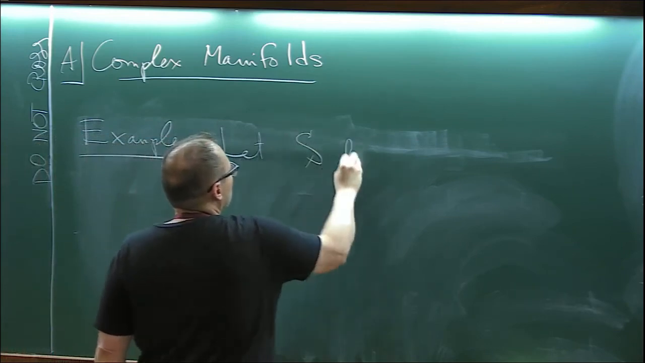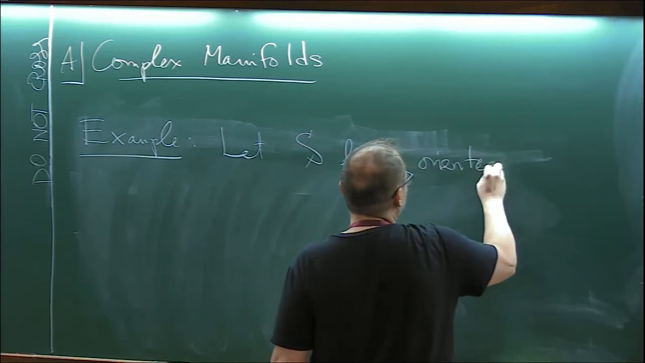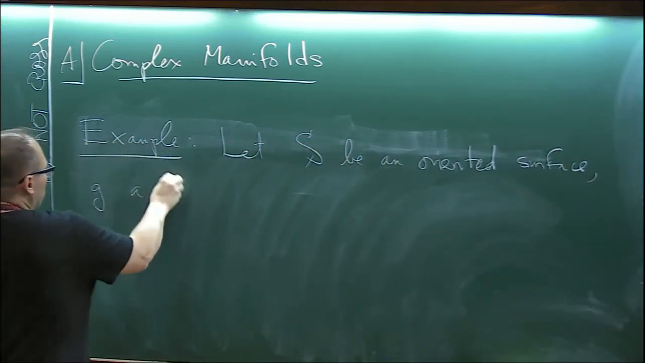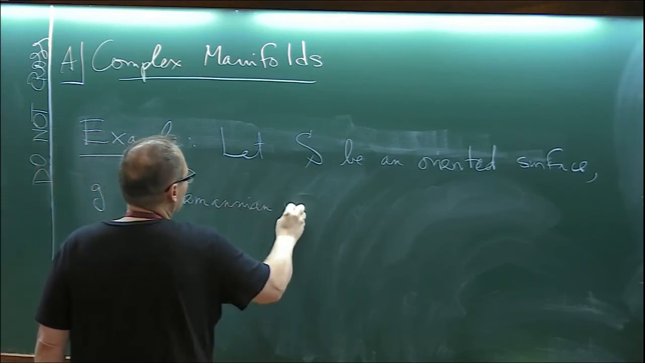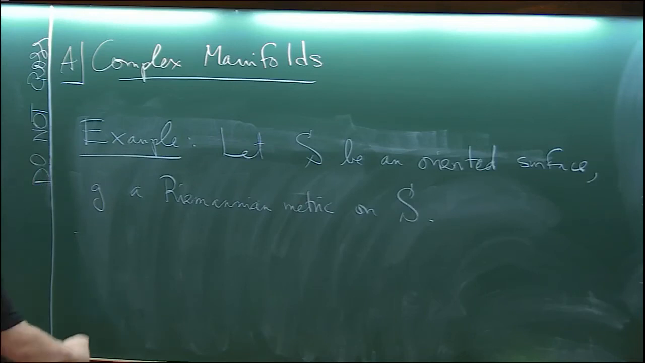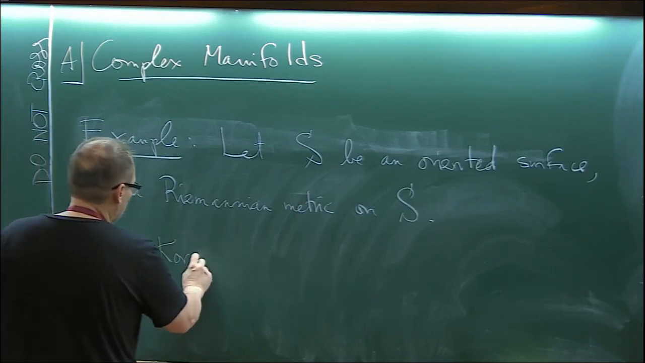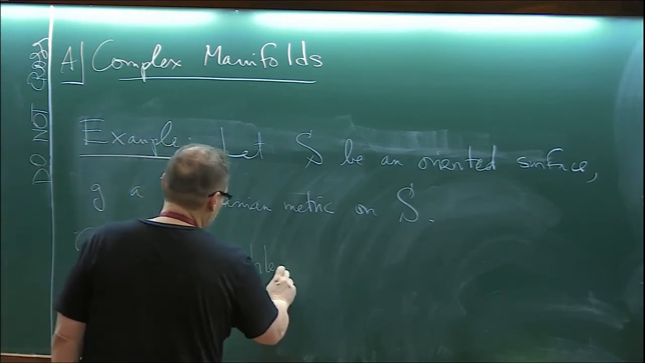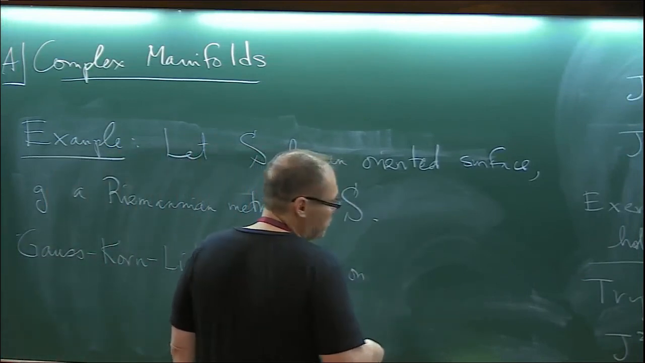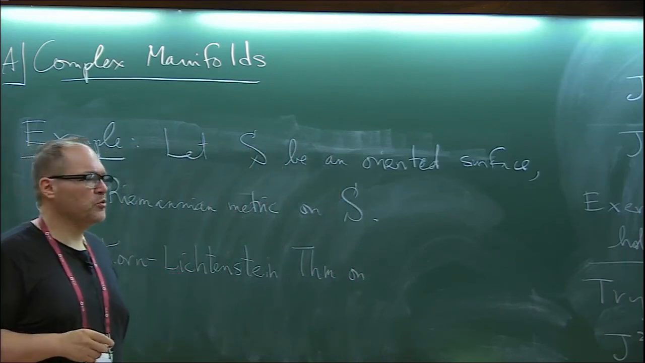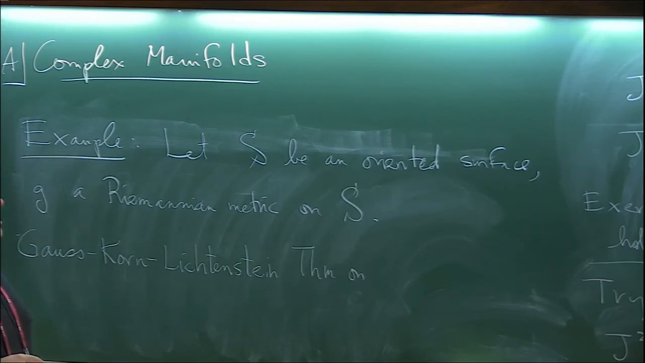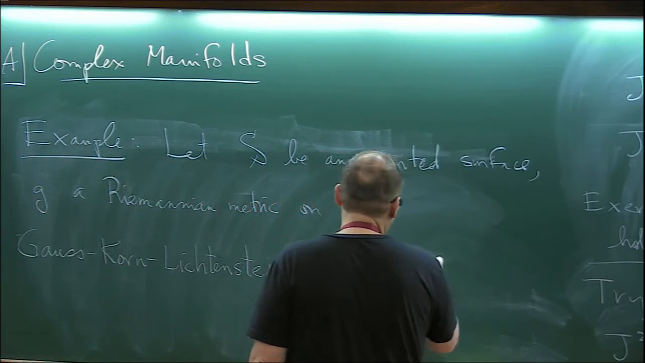Let S be an oriented surface. And then let G be a Riemannian metric on S. So there's a theorem that goes back to Gauss, at least in the real analytic case, and then it was proved by Korn and Lichtenstein independently. Then it was reproved by Morrey, and then again by Ahlfors and Bers, and also by Chern. This is the theorem on isothermal coordinates.